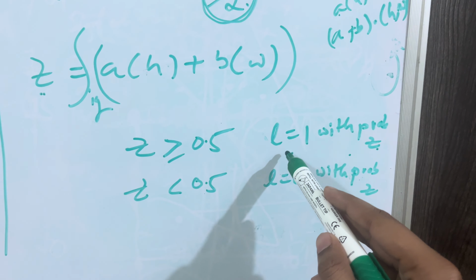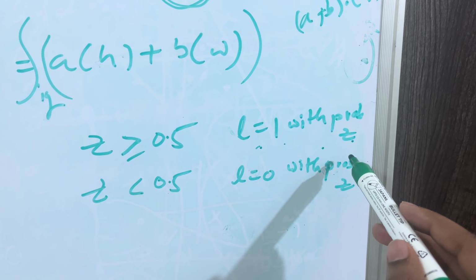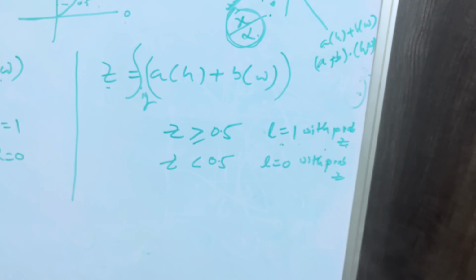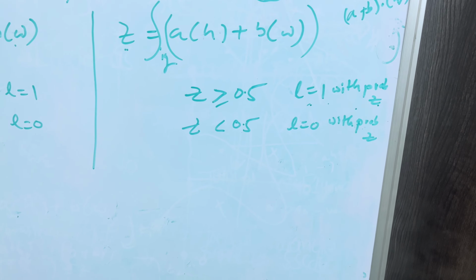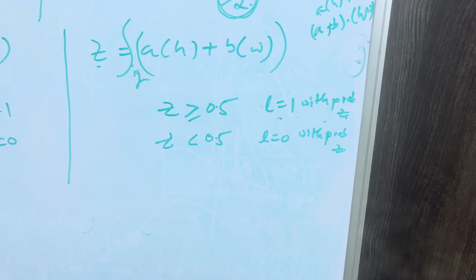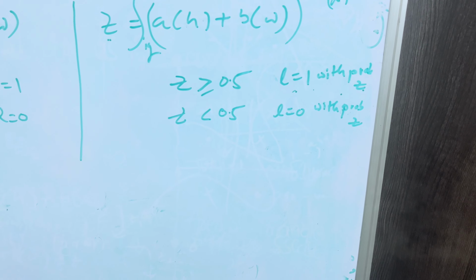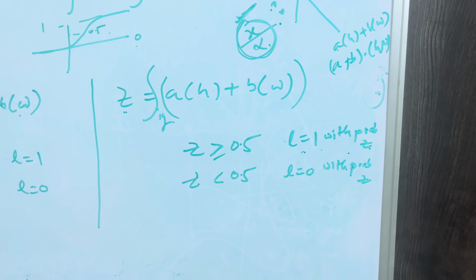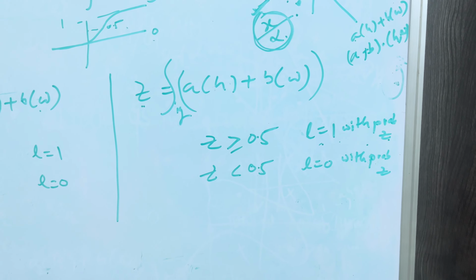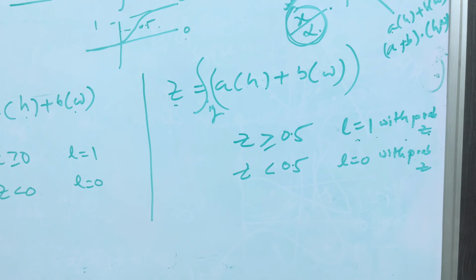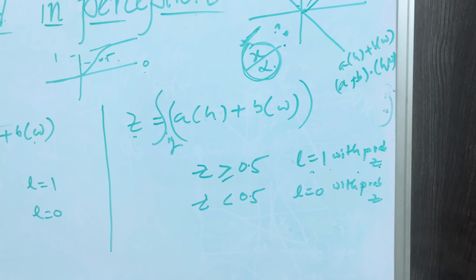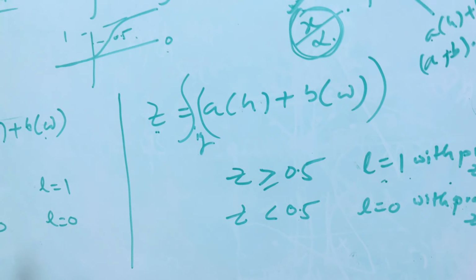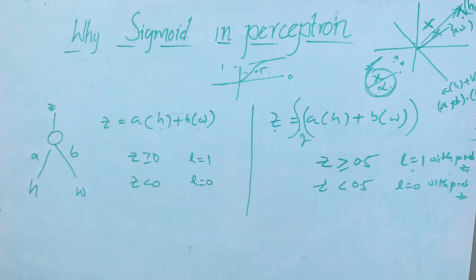So we can define that label is equal to 1 with probability of Z. If we get a Z value of 0.7, then we can say with 70% probability the H comma W belongs to label 1. If it is 0.3, we can say with probability 0.3, or 30%, the label could be 0. So that thing sigmoid can solve. Not only this, sigmoid also solves some other things.